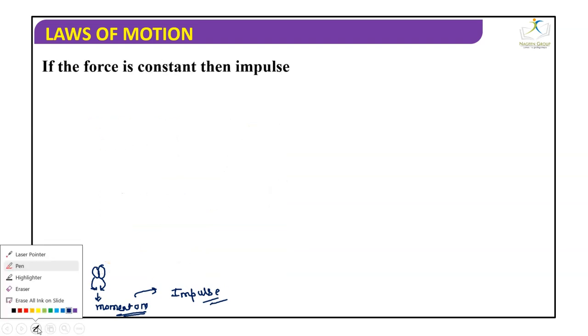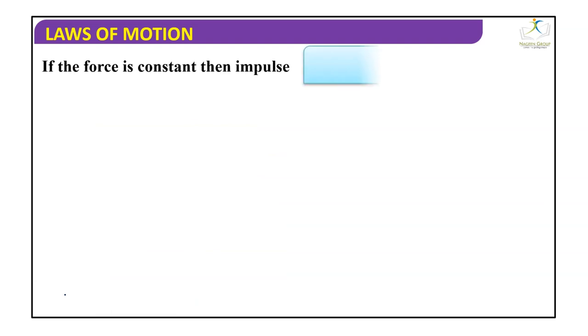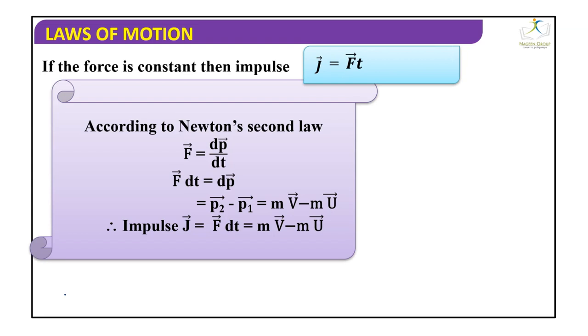So if force is constant, then what is the meaning of impulse? Then impulse will be J is equal to vector Ft. According to the second law, vector F is equal to vector dP by dt. That means vector F dt is equal to d vector P, P2 minus P1, which is equal to mv minus mu. Impulse J is equal to F dt, which means mv minus mu.